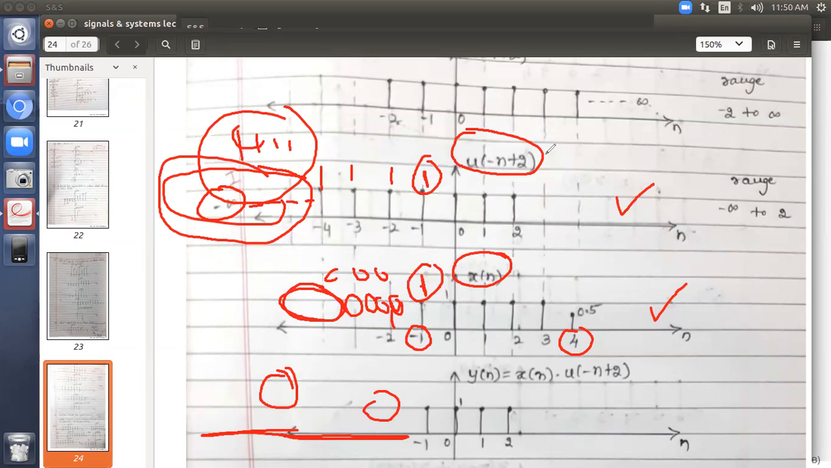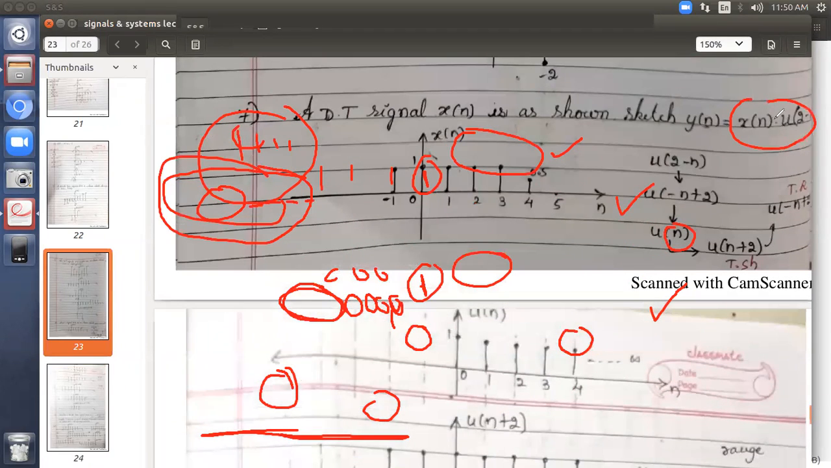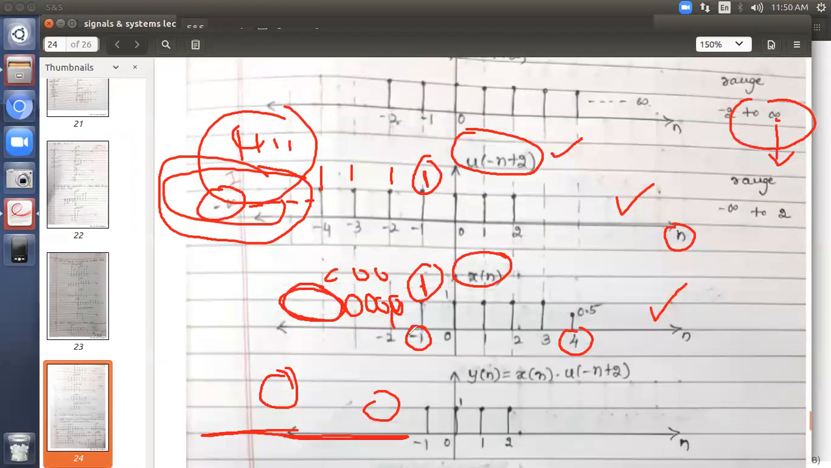Check, see, till this whatever we dealt, u of minus n plus 2, we are working on the shifting of time, that is n. Now we are multiplying, right? The question is to multiply. For multiplication, we are going for amplitude multiplication, not a time. So vertical axis is constant now. Okay. So now at minus 1, both amplitudes are 1, 1. So multiply 1 into 1, you will get 1. So amplitude is 1 at minus 1.